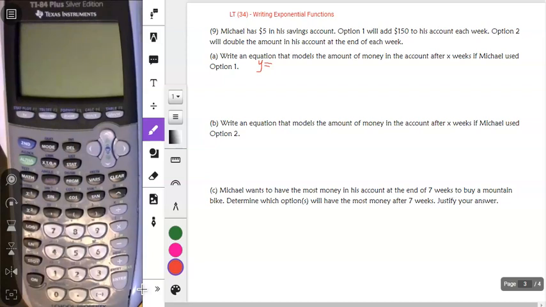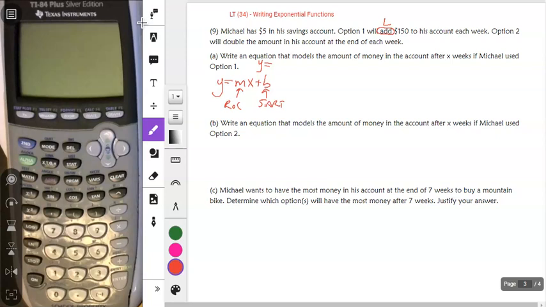So the question we have to ask ourselves is, option 1, is that linear or exponential? If I go up into the question where it says option 1, it says option 1 will add $150. If we see the word add, that's telling us that we are linear. So on our yellow formula sheet, it says that a linear function looks like y equals mx plus b. The b is the start, and the m is the rate of change.